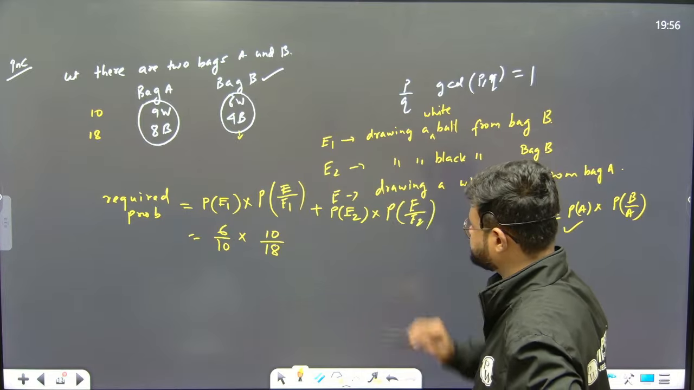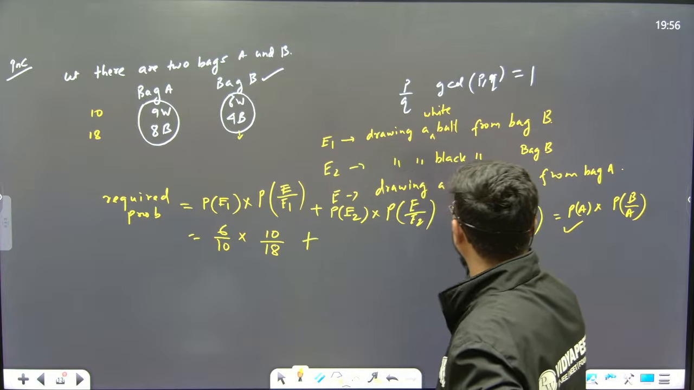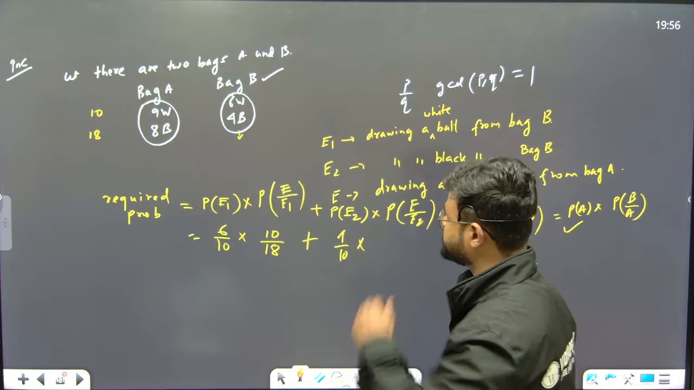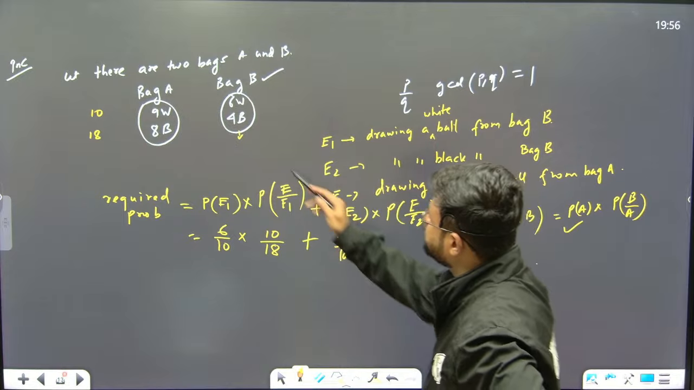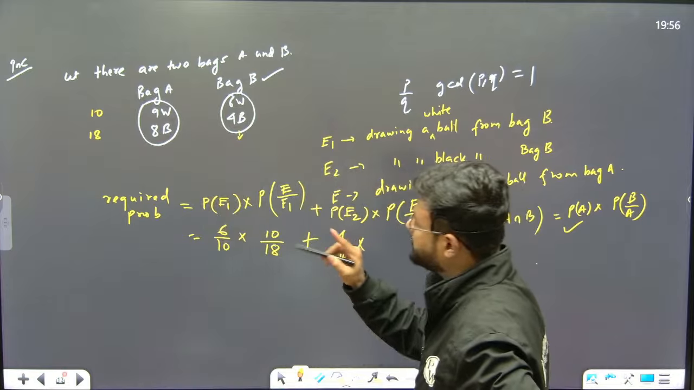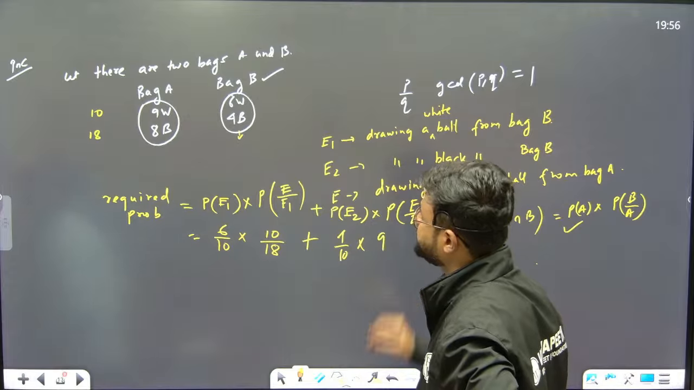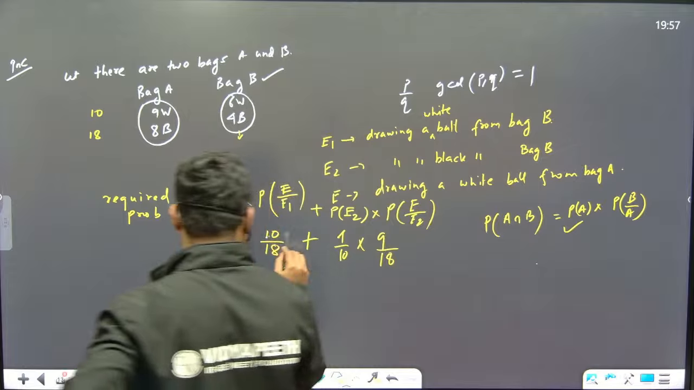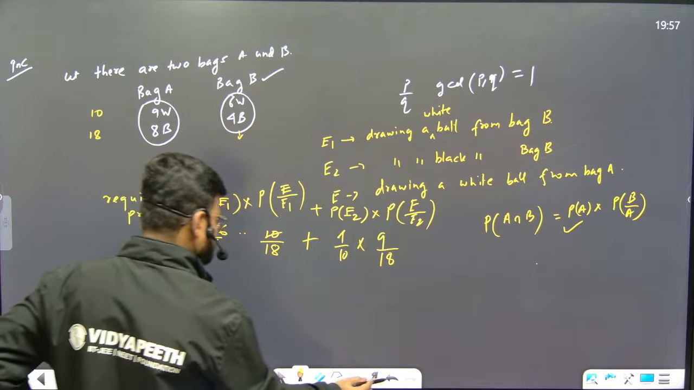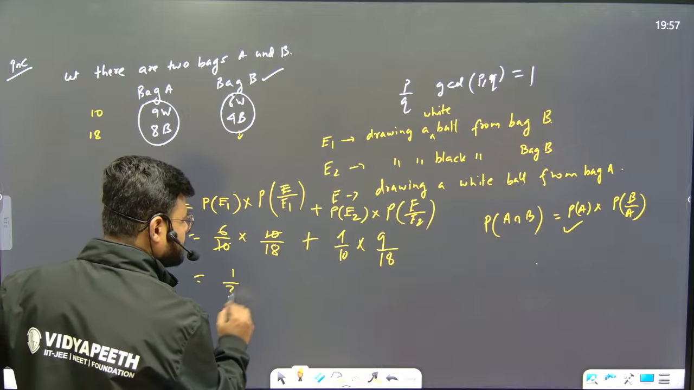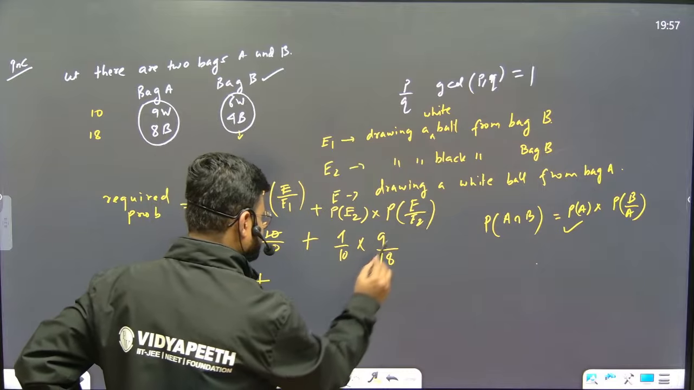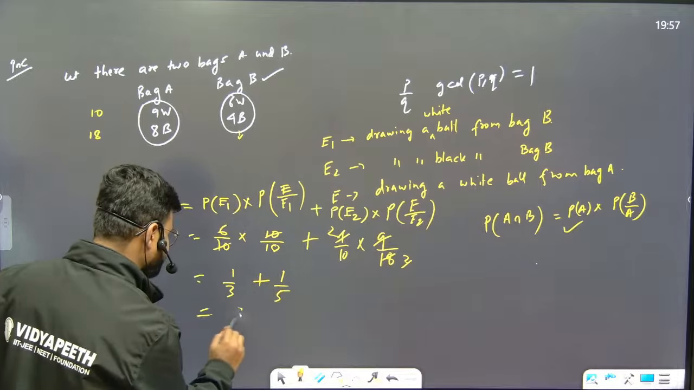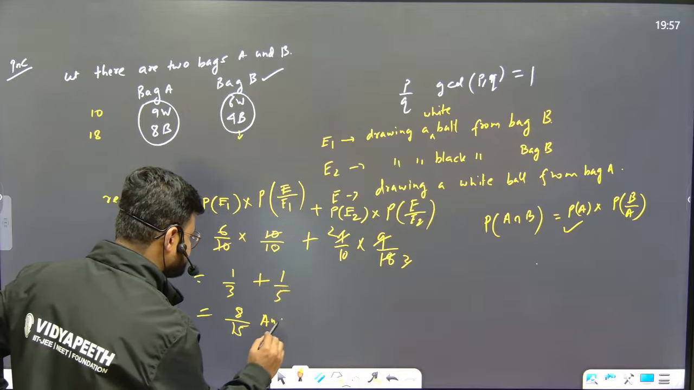Then what is the probability of drawing a black ball? That is 4 by 10 multiplied by P of E given E2, that is drawing a white ball given that a black ball has been transferred. Again, now the white balls remain 9, and the total again will become 18. So the final answer is going to be 1 by 3 plus 1 by 5. So 1 by 3 plus 1 by 5 is 8 by 15, is the answer, right?